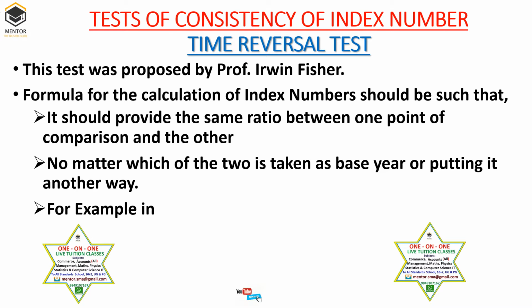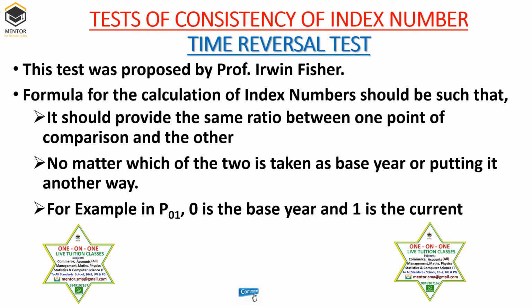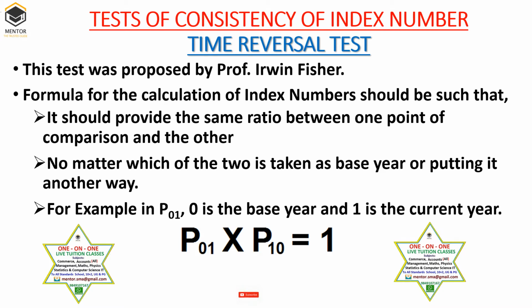For example, how are we going to read P01? It is the price index of the current year based on base year, where 0 is the base year and 1 is the current year. So the formula P01 is defined as the price index of the current year based on base year. If I take the formula P10, how to read P10? 0 is the base year, 1 is the current year. So here the price index is based on the current year as base, so it is nothing but P10.